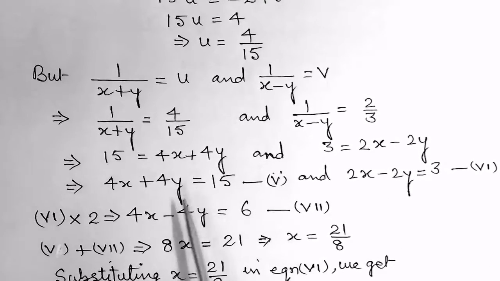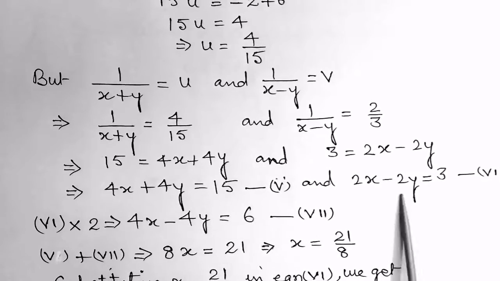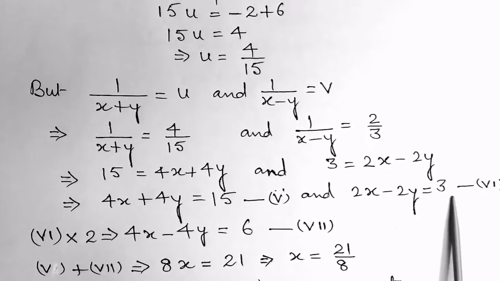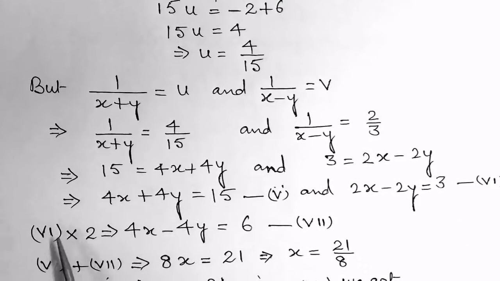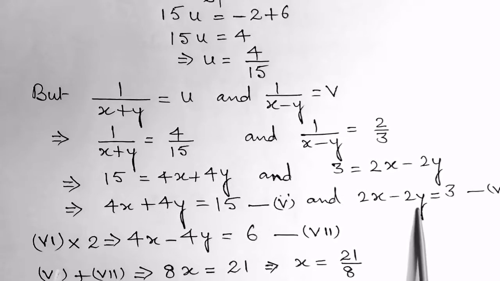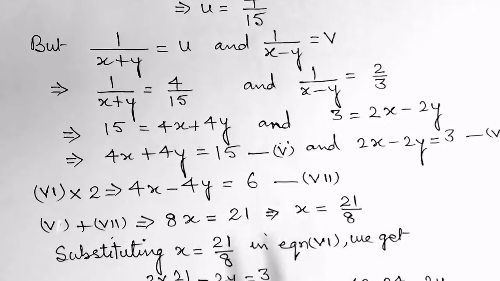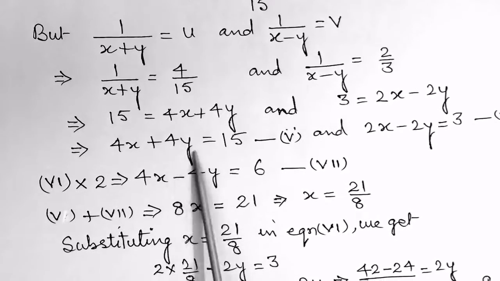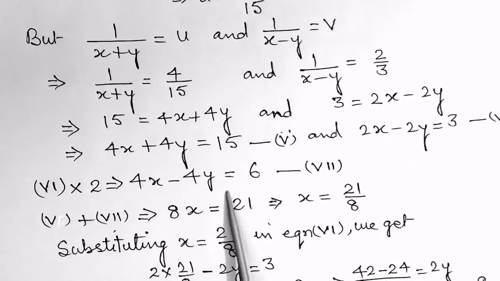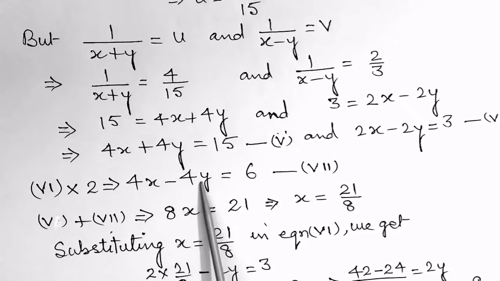Right? Now, I am going to equate the coefficients of y. Here, coefficient of y is 4 and here it is 2. So, to make this 4 here, I will multiply this equation by 2. So, multiplying equation 6 by 2, we get 4x minus 4y is equal to 6. Suppose this is equation 7. Now, if you see, coefficients of y are same in 5th and 7th equation, 4y and 4y. So add them. Right? So now when you will add, 4y will get cancelled.